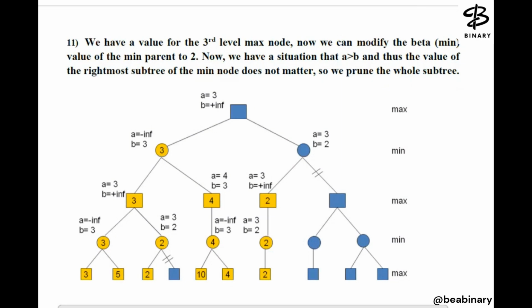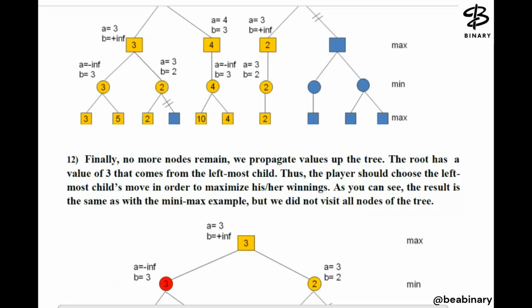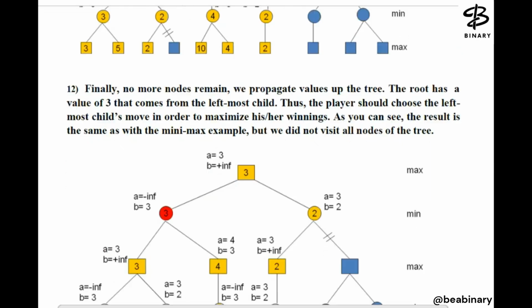So here you can also see that all the right part we are eliminating, or pruning, from the search tree, right? Here we are just talking about the left portion of the tree of a child. Finally, no more nodes remain when we traverse, and we propagate the value up the tree. Now the root has a value 3 that comes from the leftmost child, again from the leftmost child, because at the end we need to perform the maximum function, and thus the player should choose the leftmost child move in order to maximize her winning, right?